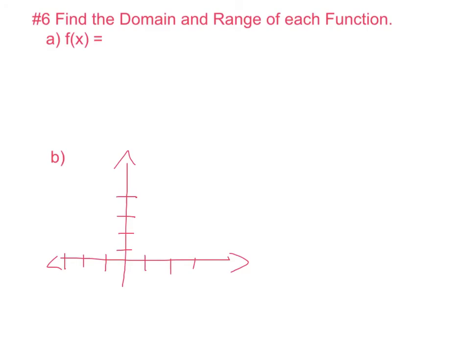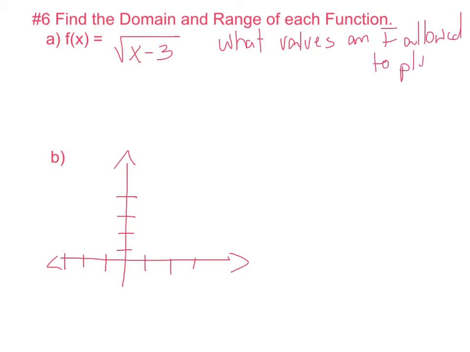And here they are. Okay, this is number 6, part A. And it says f of x is equal to the square root of x minus 3. Now we're getting saucy. Okay, so what I want you to do is find the domain. What values are you allowed to plug in? You might want to make that note here. What values, and this is talking about the domain here, am I allowed to plug in? What can I plug in?